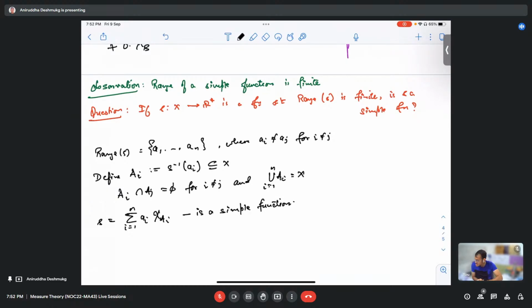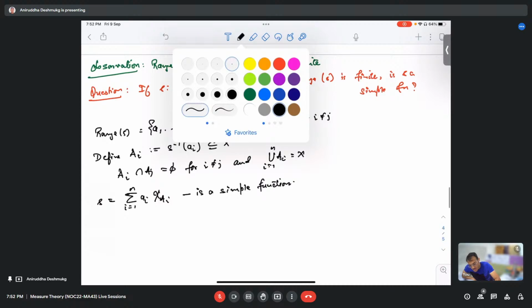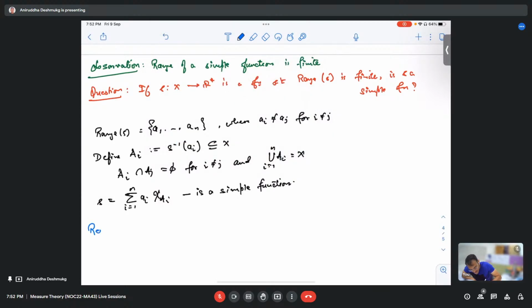So any question in whatever we have done till now? No, sir. So we have rather proved this result, that a function S from X to R star is simple, taken Ai such that their union should be equal to X. And we have constructed it in a way.